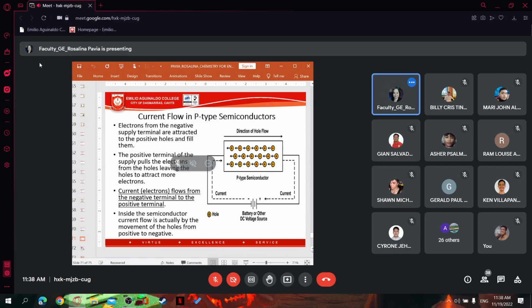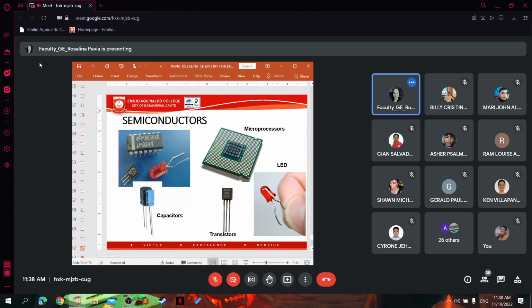Okay? Next. What are the applications, or where can we use these semiconductors? We have microprocessors, capacitors, transistors, and also LED. We have what you call LED lights or LED television. What is an LED?